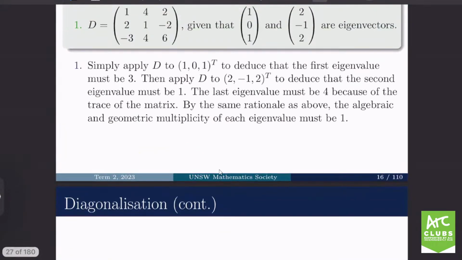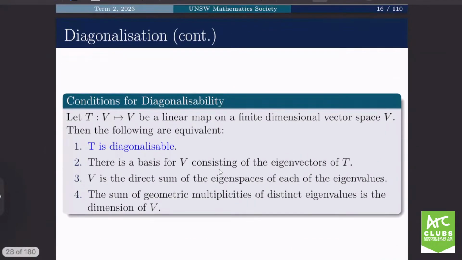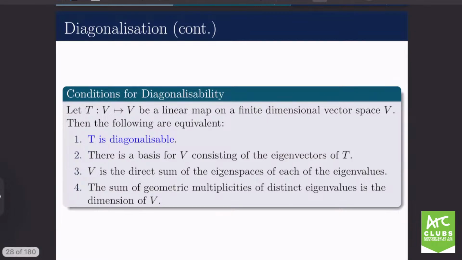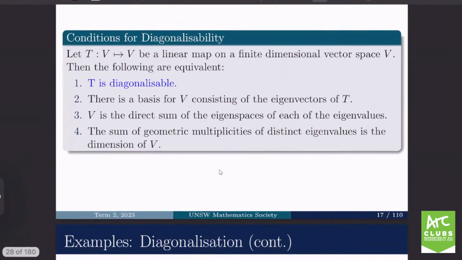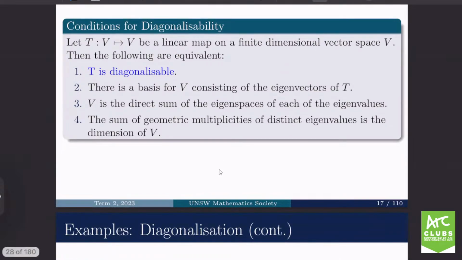So we'll move on to diagonalization, which we're going to look at in more detail now. Okay. So the following statements are all equivalent. 1, T is diagonalizable. 2, there is a basis for V consisting of eigenvectors. So this is the eigenbasis that I was talking about earlier. Okay. 3, V is the direct sum of the eigenspaces of each of the eigenvalues.